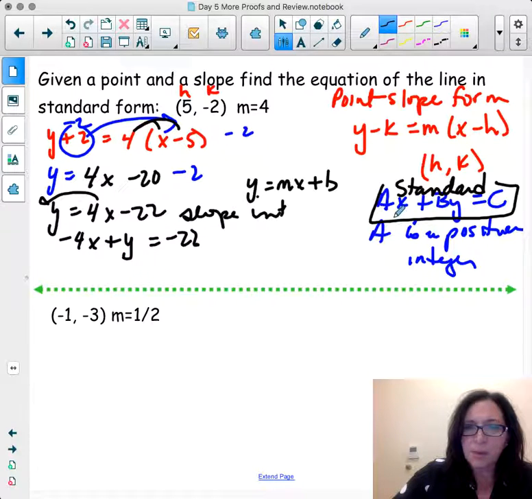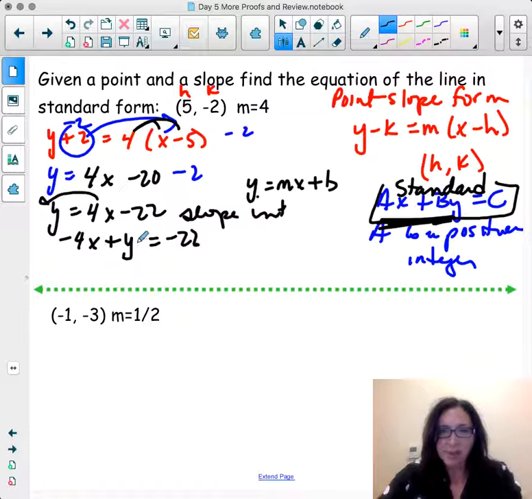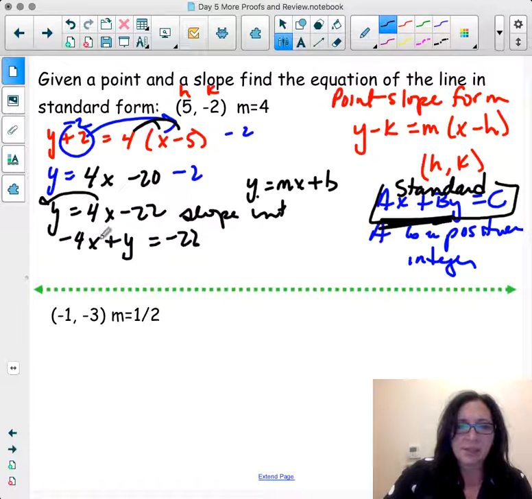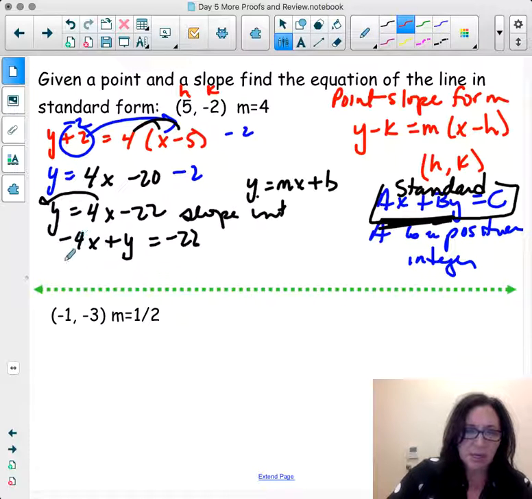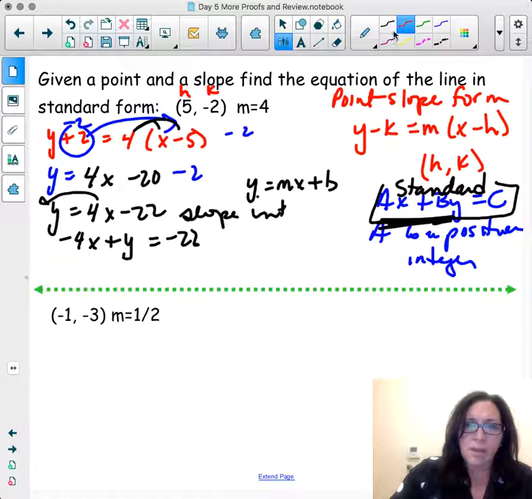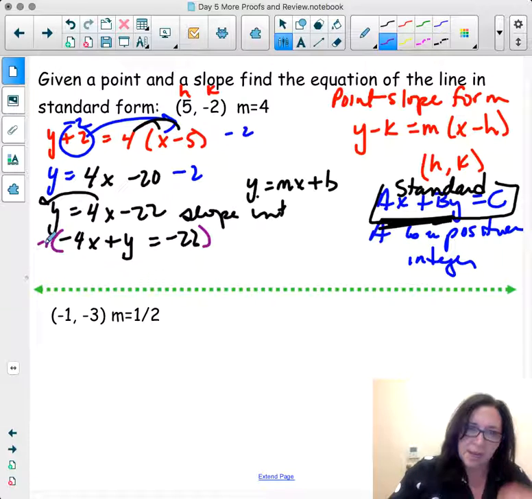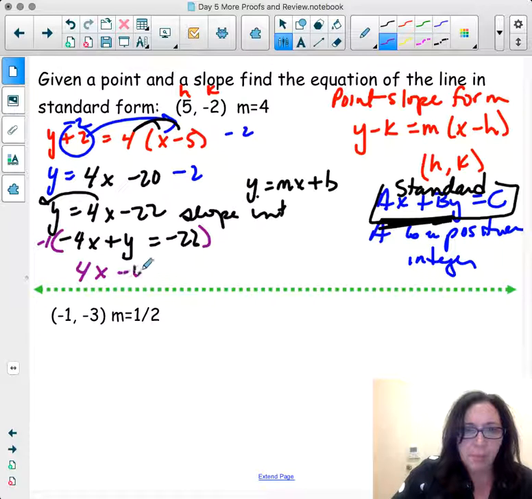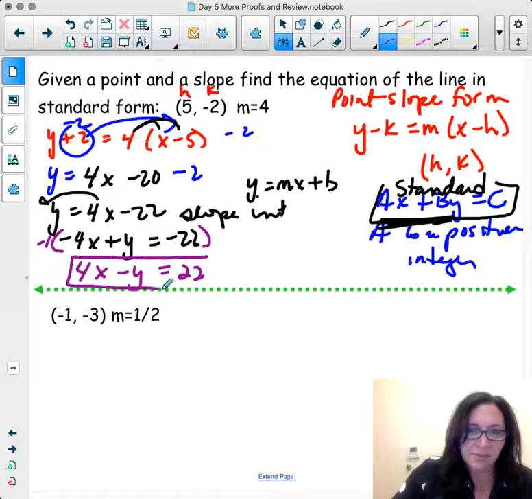Well, now, see how my x's and y's are on the same side? Now I have my x and y on the same side. The only problem is that my x coefficient is negative. So I'm going to multiply the entire equation by negative 1. And in doing that, I'm going to get positive 4x minus y is equal to 22. And that's in standard form. Cool.